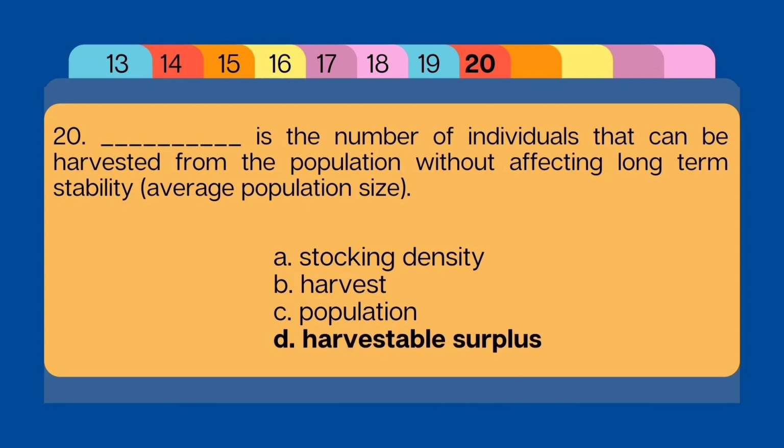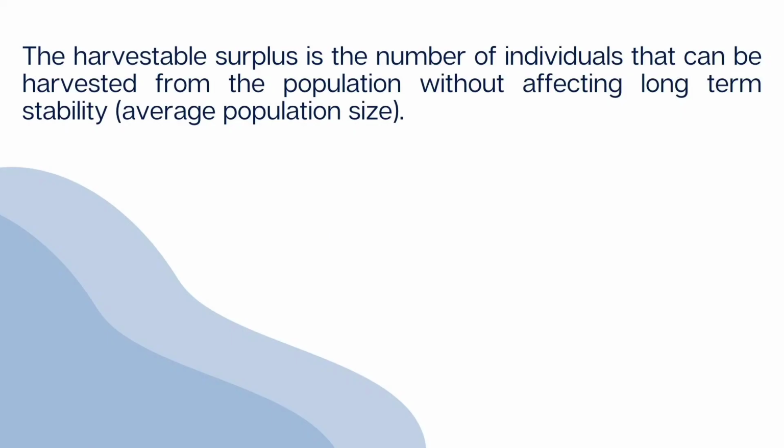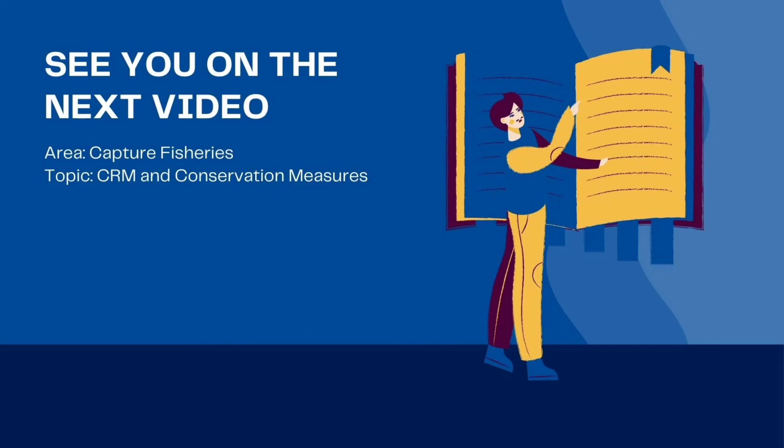Harvestable surplus. The harvestable surplus is the number of individuals that can be harvested from the population without affecting long-term stability.